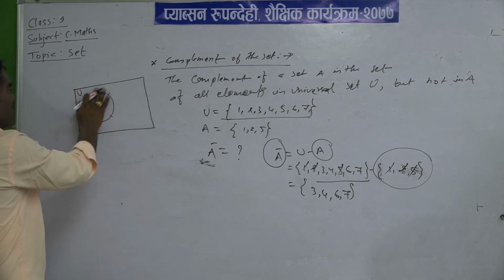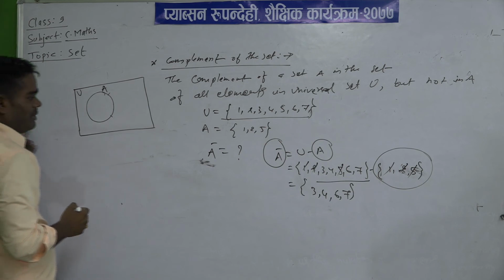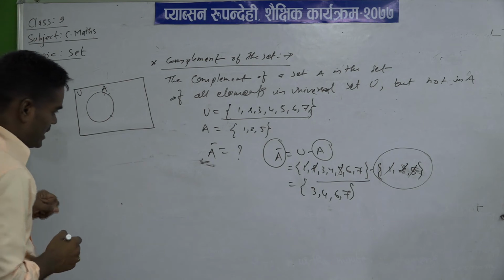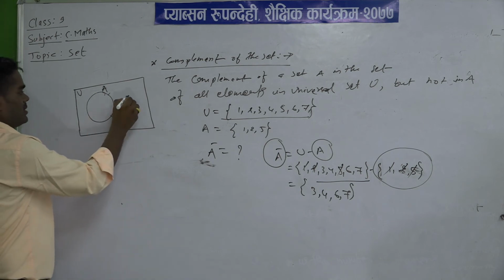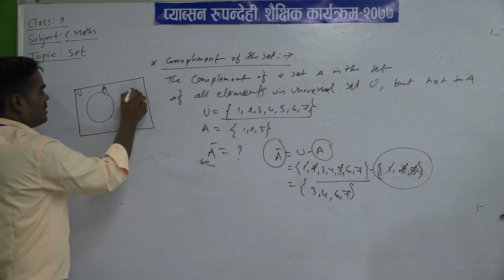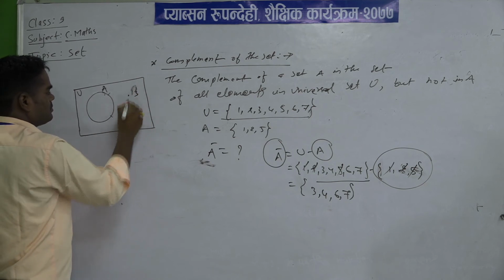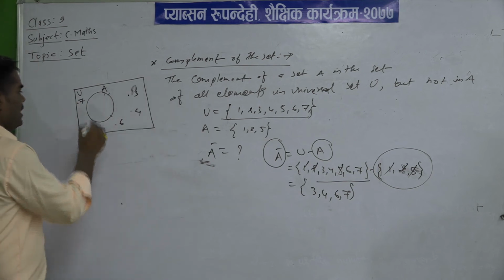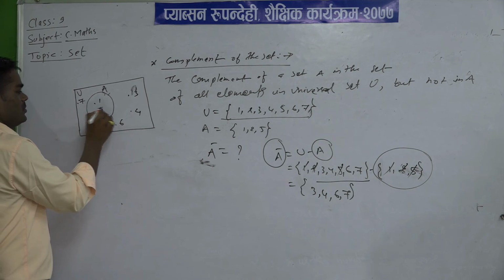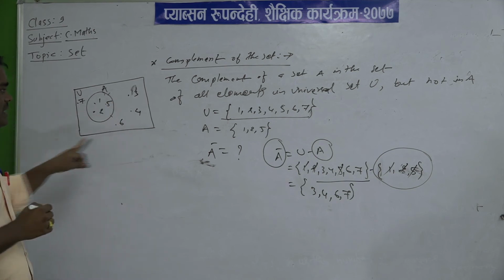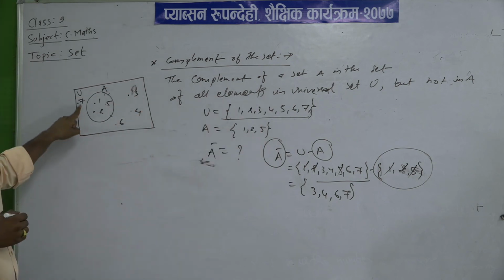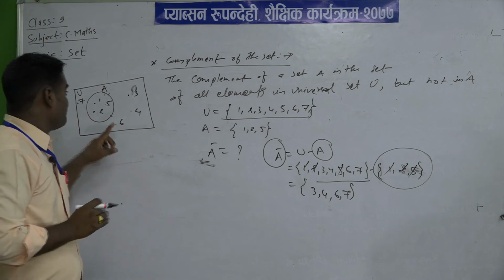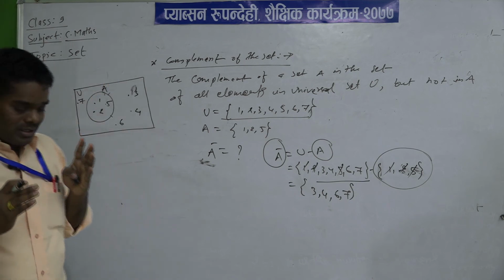Whatever the region outside the circle is, that is the complement of A. So what are your elements? 3, 4, 6, 7. You can write them outside the circle: 3, 4, 6, 7. And the elements of A are 1, 2, 5. Count how many elements are there: 7 here also, 1, 2, 3, 4, 5, 6, 7.